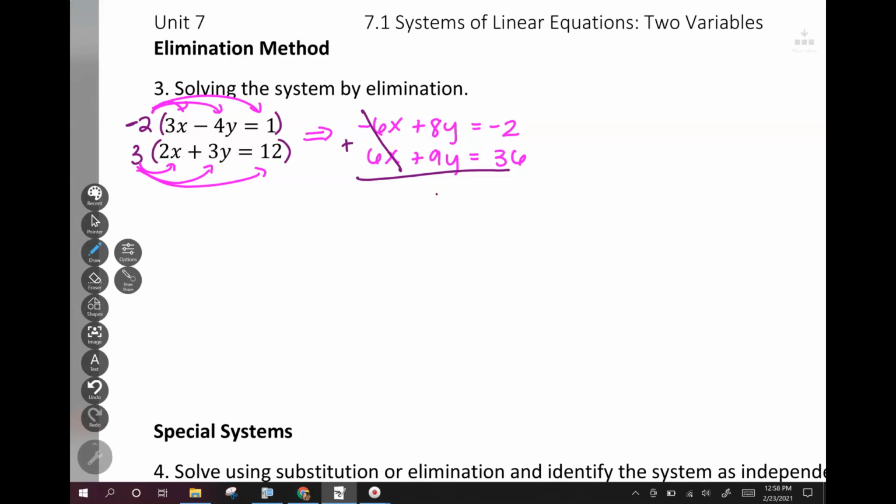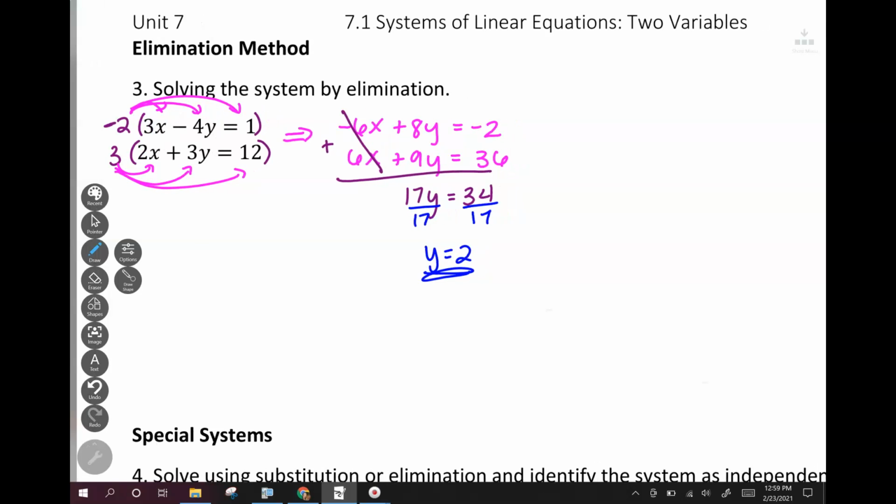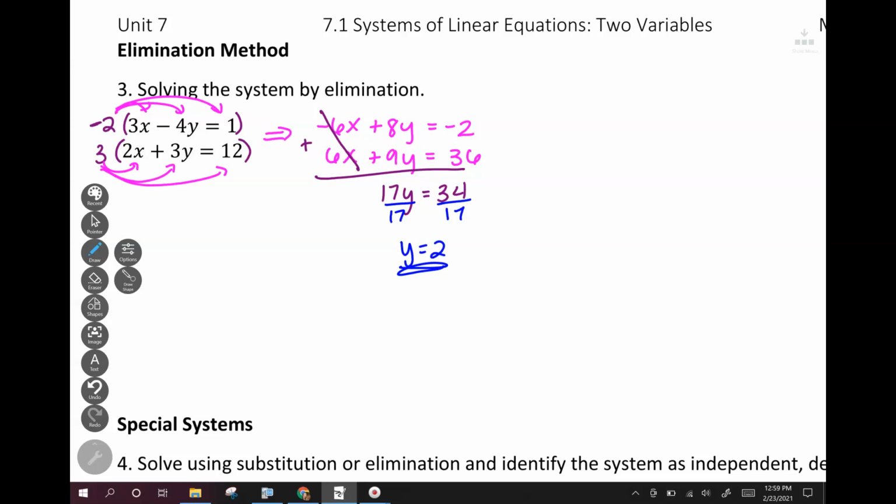Then we add the 8 plus 9y, which gives us 17y. And then -2 plus 36 gives us 34. So now we're able to solve for y because we've eliminated the x. We'll divide by 17, so y equals 2. Again, once you've got the y, you're going to plug that back into either equation, just like we did with substitution. So plug that y back in for y in either equation to solve for x.